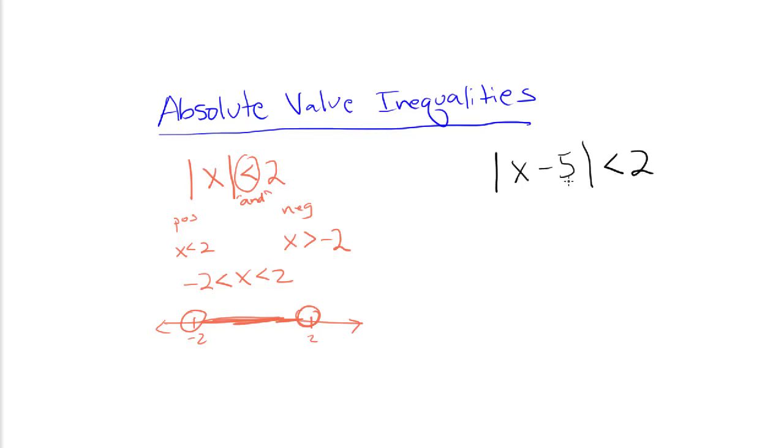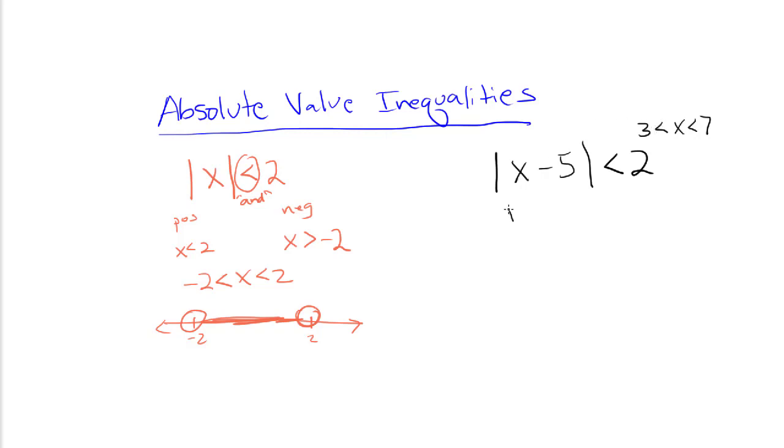So that means right away I can say from my center point of 5, I can go up 2 to the right, but not 2 or further, and I can go down 2 to the left from 5, but not down 2 or further. So my solution right away, I can kind of eyeball this as a distance and interpret it as x is less than 7 and x is greater than 3. Again, I'm using the same distance interpretation I did on my absolute value equations.